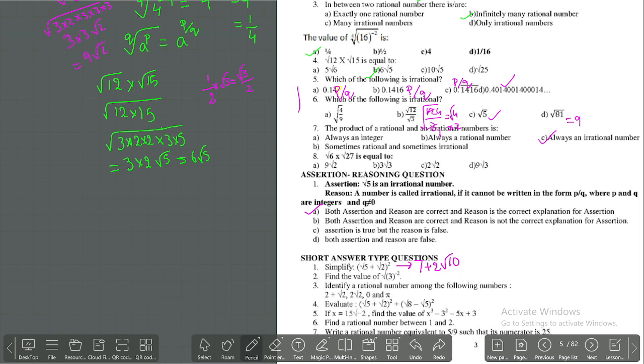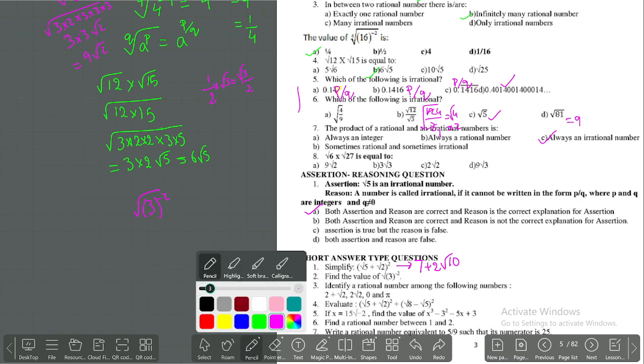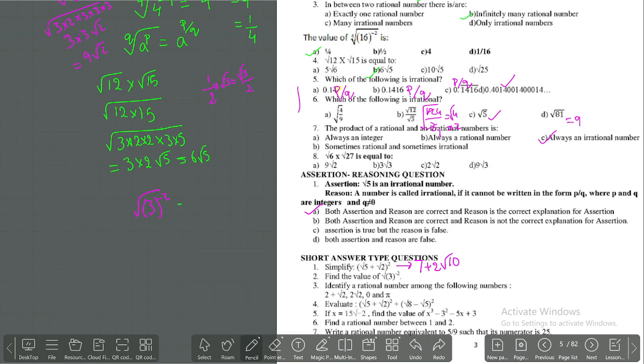Then what about root of 3 power minus 2? Root of 3 power minus 2, what will it be? First what we will write? 1 by 9 we will write. Then the answer is 1 by 3. Or else 3 power 1 minus 1. Both answers are correct.